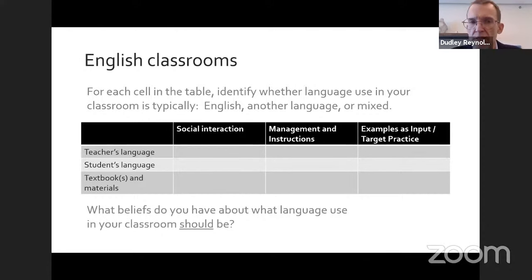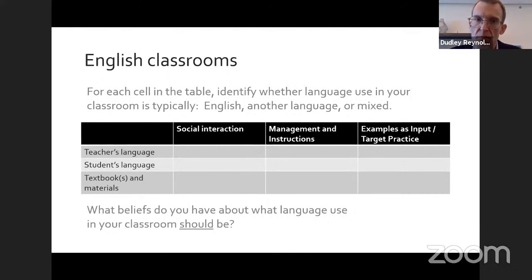There's also language that is used to manage the classroom, to give instructions. It may be, class, be quiet. It may be, everyone pull out your textbook. That kind of language. It may be a student explaining to their friend, no, turn to page 50.